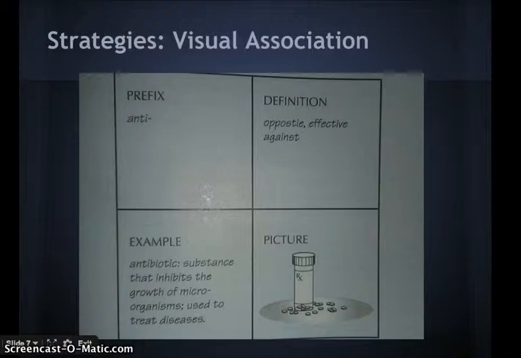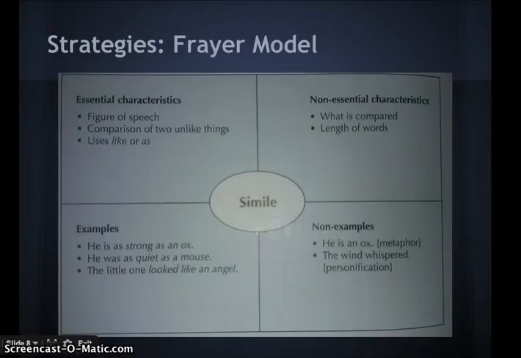Visual association is maybe one of the best ways of teaching vocabulary if you can. In this, you would have 4 different boxes. If you can do a picture, some examples, a definition, and then if there's any prefixes or suffixes that the students can recognize. A specific type of this is the Frayer model. In this, you put the word in the center, and you would have essential characteristics, non-essential characteristics, examples of it, and non-examples of it. This is an excellent technique for a very difficult vocab word.